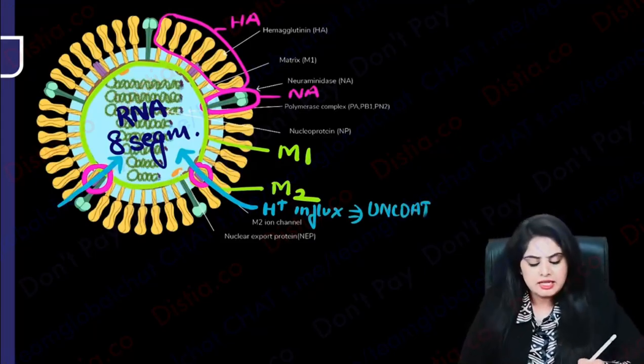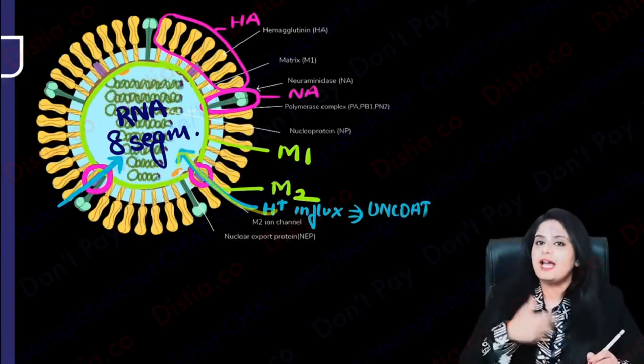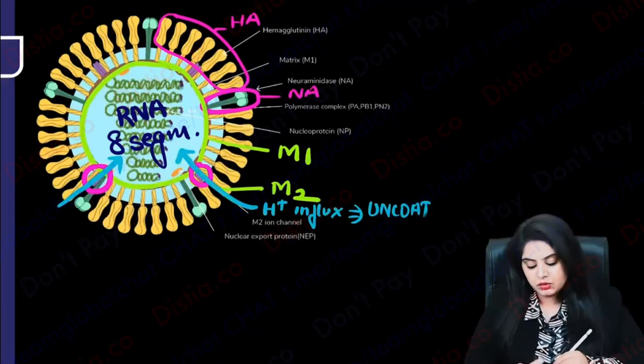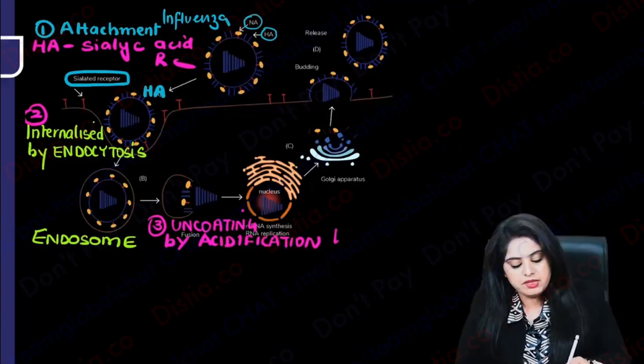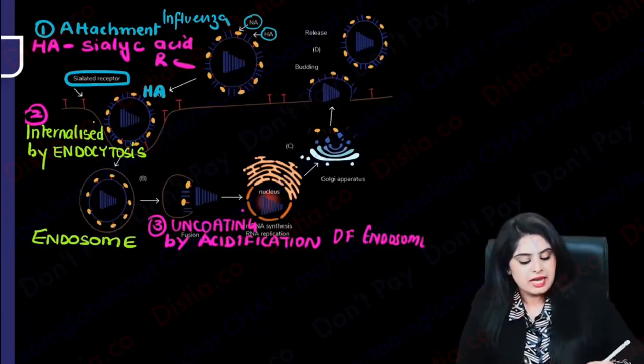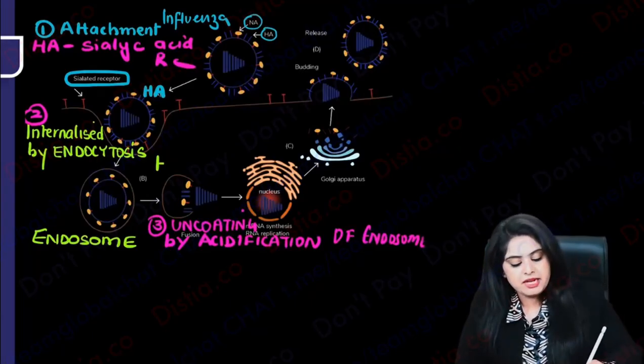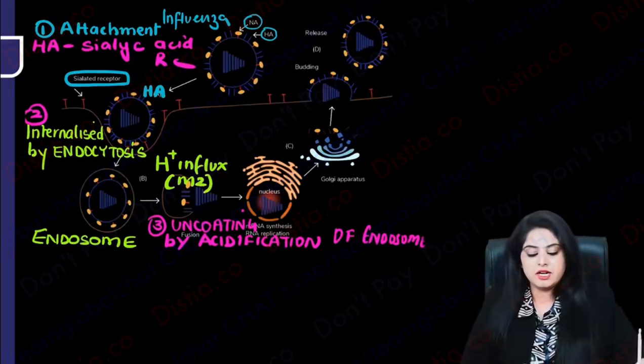If I am sending H into the virus, am I acidifying it? Yes. So can I say the next step is uncoating, done by what? It is done by acidification of the endosome. See, big words I told you I will use, but they mean very simple. How have I done acidification of the endosome? I have done that by H plus influx via which ion channel? Via the M2 ion channel. Has everyone understood?